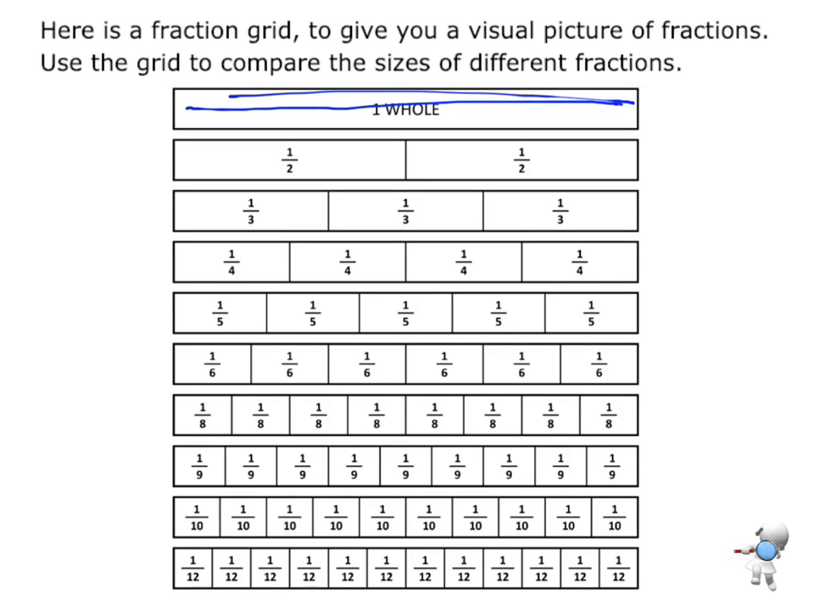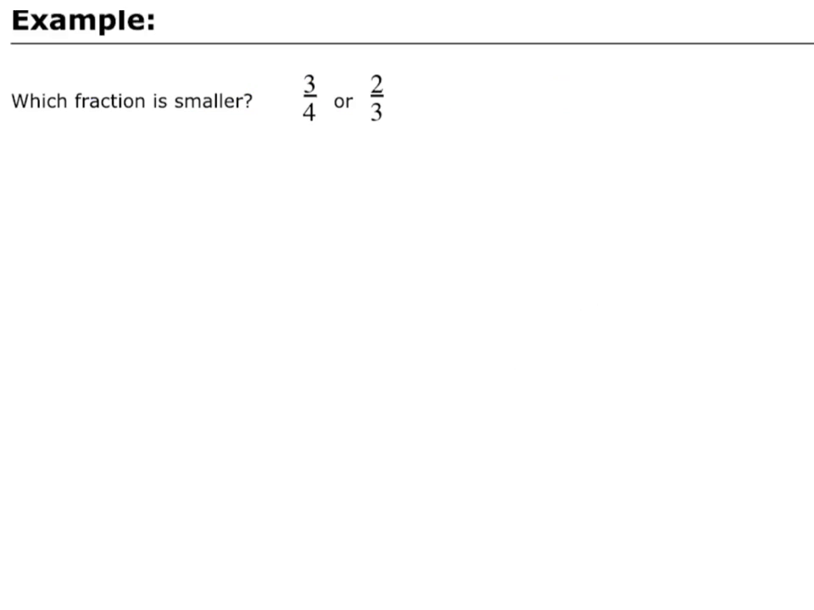So here is a fraction grid, and the top one there is 1 whole. So that's the width there is 1 whole. If I then split that into 2 pieces, that gives me a half. If I was to split that into 3 pieces, I'd get a third, and so on. So this is a good graphical representation of some basic fractions for you for comparison purposes.